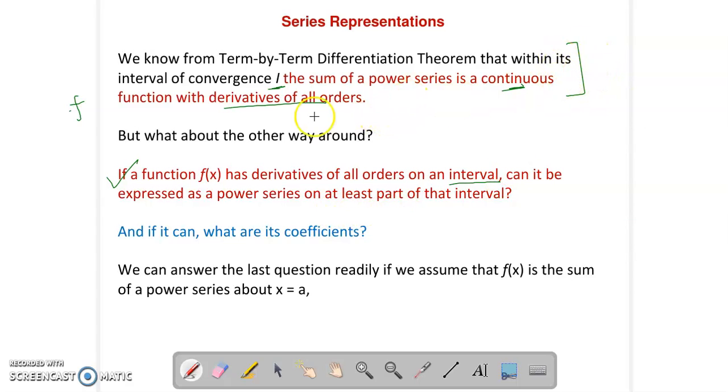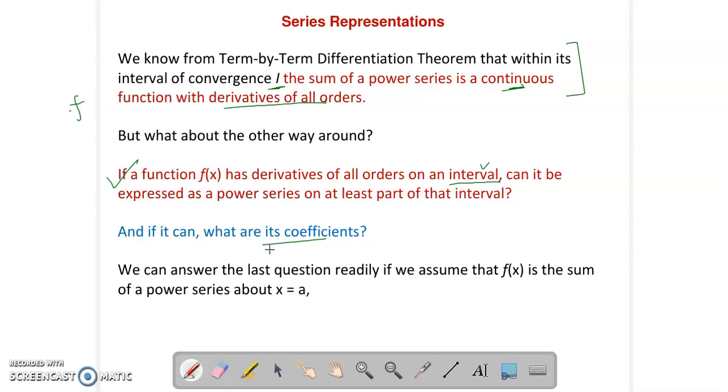Earlier we said that if the power series converges, it defines a function which has derivatives of all orders. Now we are saying that if you have a function which has derivatives of all orders on an interval I, can it be expressed as a power series? And if it can, what will its coefficients be? Let's answer the second question first: suppose we assume that it can be expressed as a power series, then we will see what the coefficients would be.